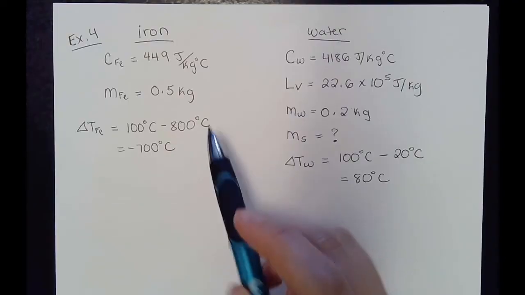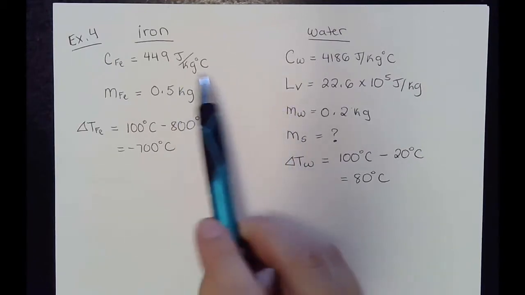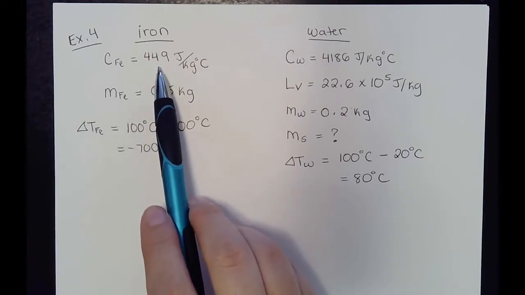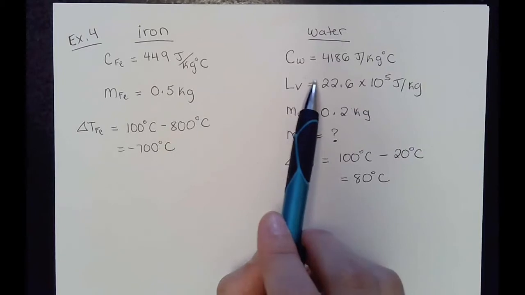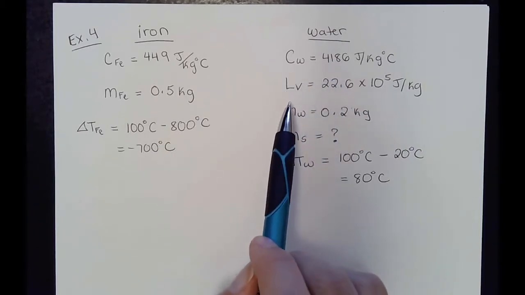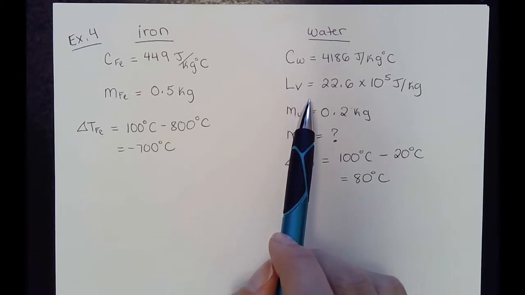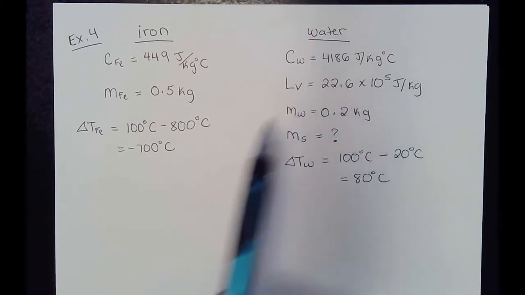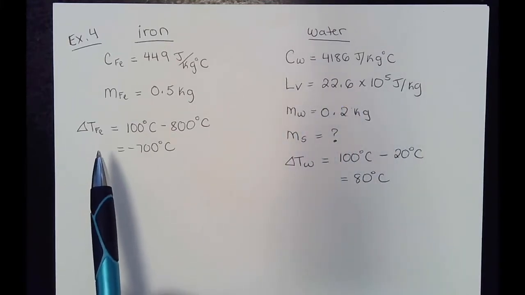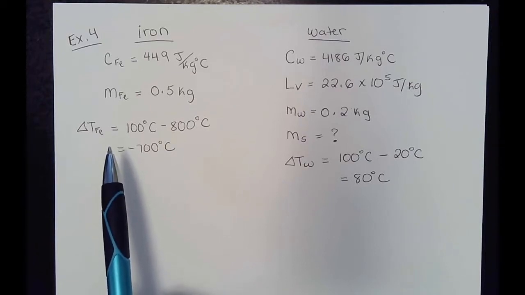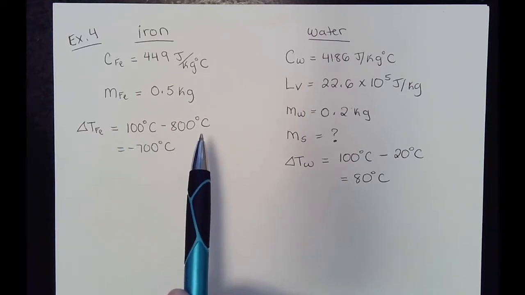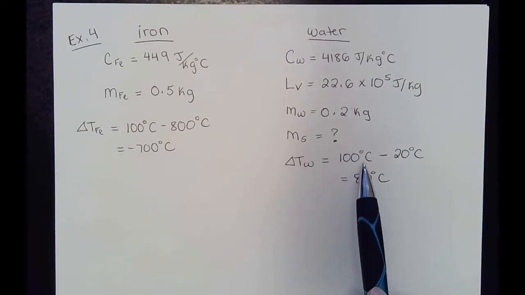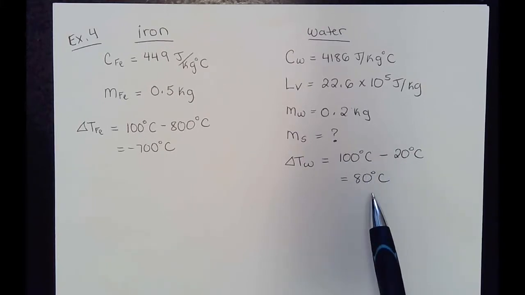Okay, so I've made a list again of all of the data that we have, and again we need to find the specific heat of each material. So we have C for iron is 449 joules per kilogram degree Celsius, and C for water. And then we have water changing into steam, so we need the latent heat of vaporization, 22.6 times 10 to the 5 joules per kilogram. All right, then we also this time have the change in temperature per degree for each substance. So 100 degrees Celsius minus 800 for iron gives negative 700. And then for water, it's going to 100 degrees from 20, so we have an increase in temperature of 80 degrees.